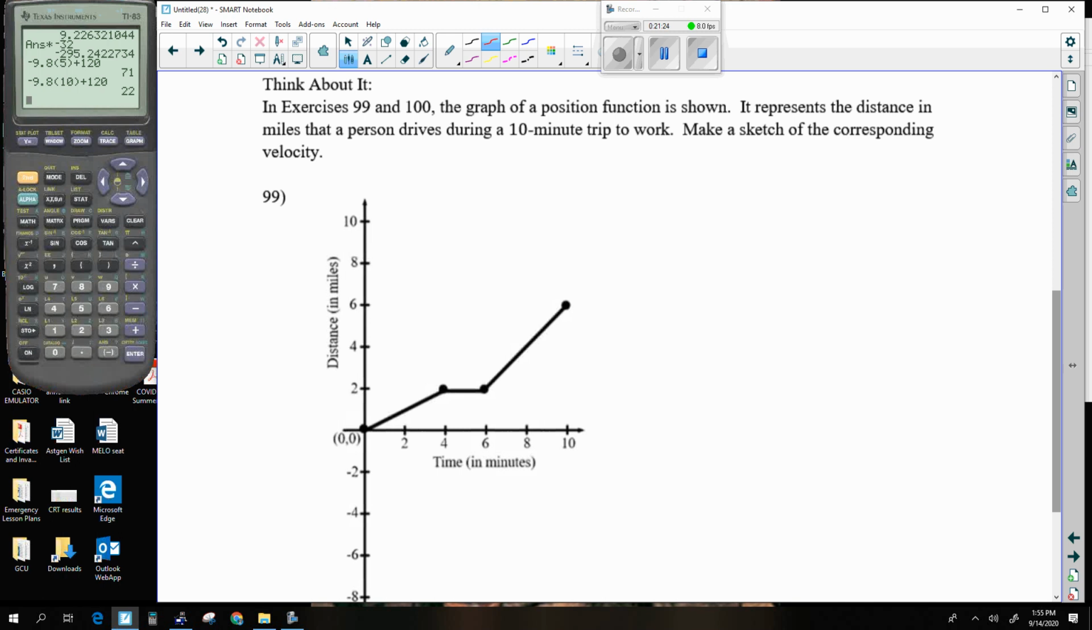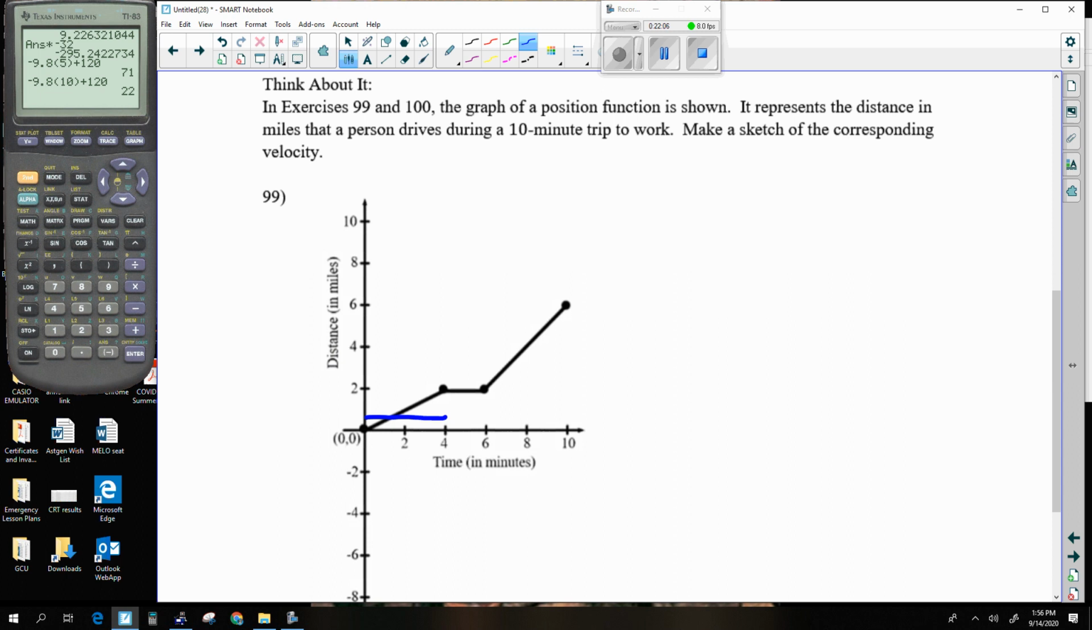This is distance and time. On a 10-mile trip, make a sketch of the corresponding velocity. Okay, so velocity is slope of position. So derivative is slope. So what is the slope in this first little increment right here is the true question. Notice how it's a consistent slope, and that is a rise of 2 and a run of 4. So that has a slope of 1/2. So this will have a slope of 1/2 right there, positive 1/2.